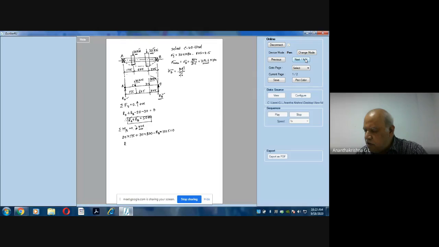This will give me the value of RB. How much? Please give me this value. Therefore RA, from equation 1, is equal to so much. Give me the value of RA and RB.